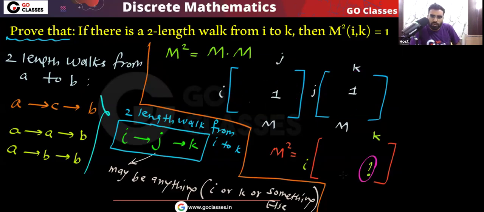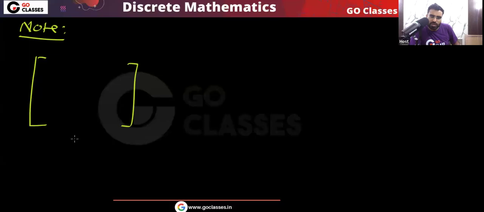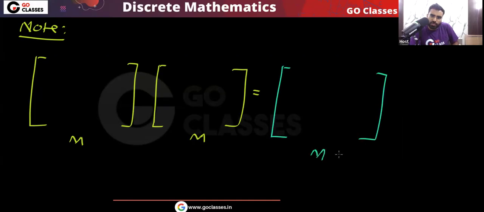Do you agree with me? Yes or no? For this ik entry, a small point, if you remember from matrix multiplication: if there is a matrix M and another matrix M, and you multiply them, then here this is M power 2. Now if you just focus on this entry, like the ik entry, or maybe the ij entry, whatever, if this is i, this is k, then what will be this entry?